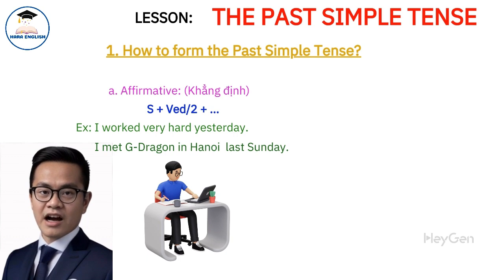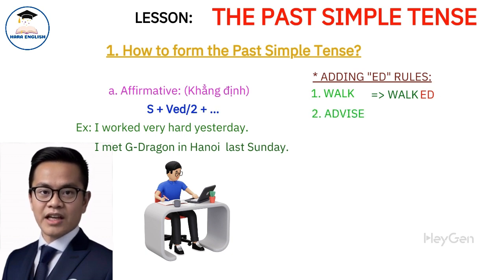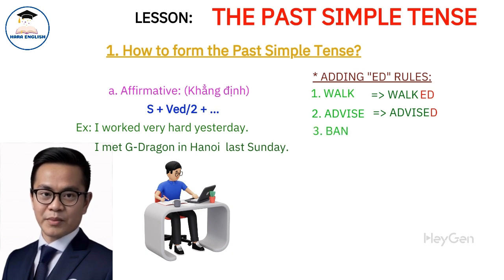Alright, let's talk about how to add ed to regular verbs. Here are the basic rules. 1. For most regular verbs, we simply add ed. For example, walk becomes walked. 2. If the verb already ends in e, just add d. Let's see. Advise becomes advised. Easy.